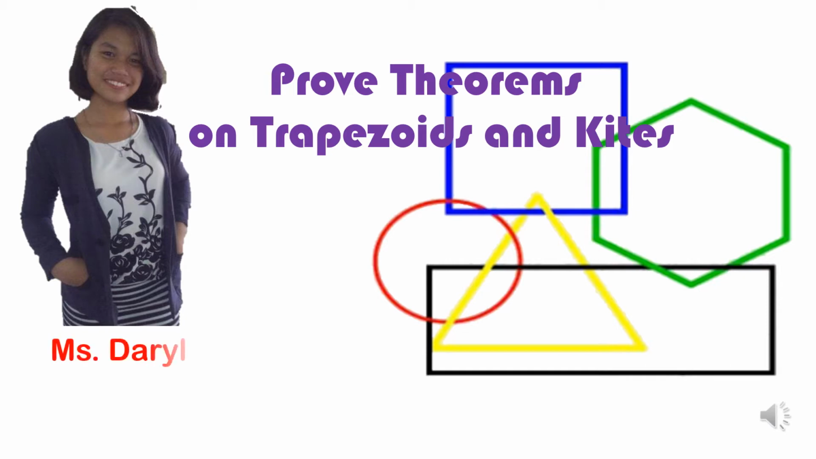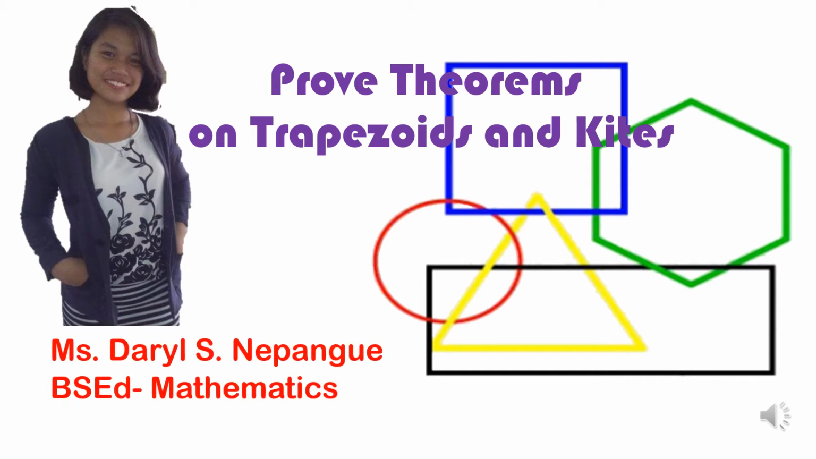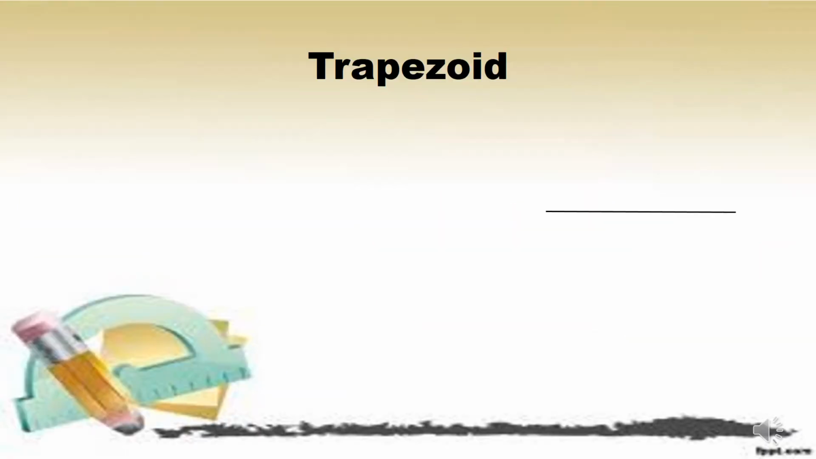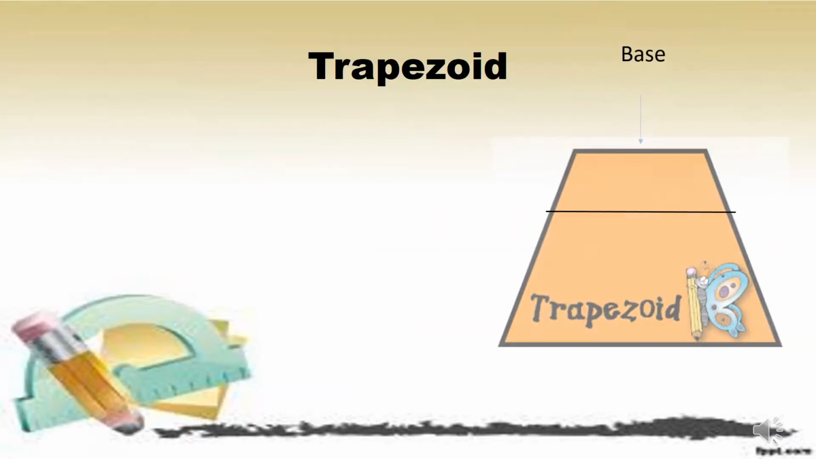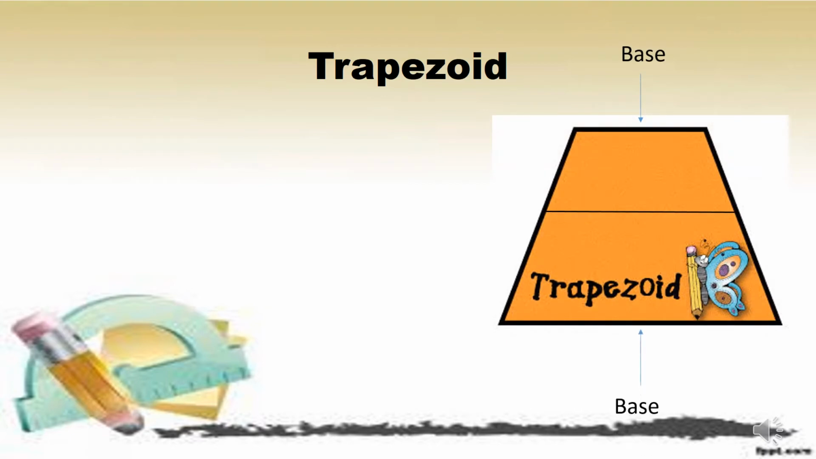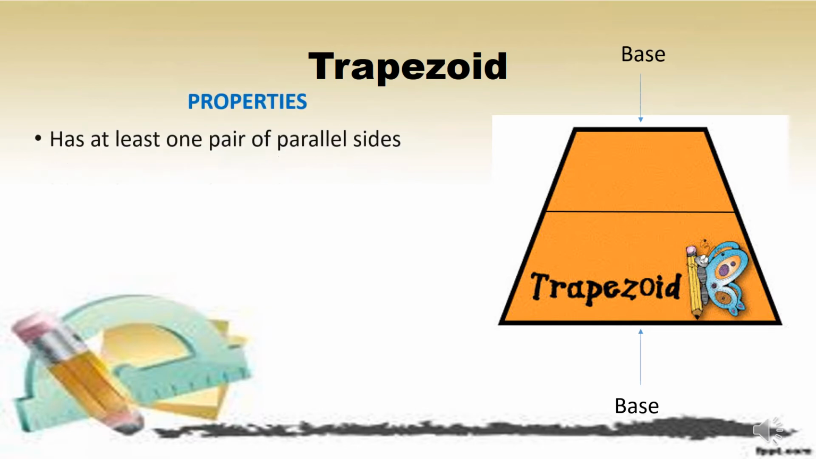In this video, we will be proving theorems on trapezoids and kites. For the first half of our discussion, we will be talking about trapezoid. So, trapezoid has the following properties. It has at least one pair of parallel sides.